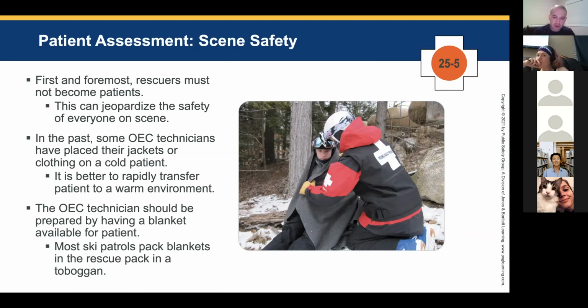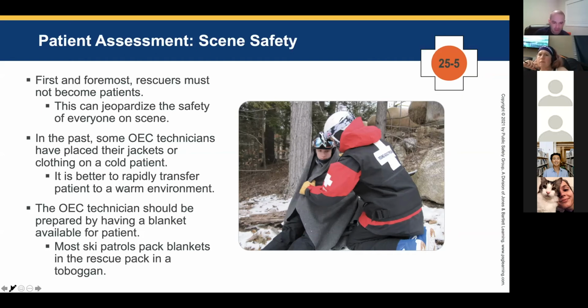However, I recognized something was wrong. So, I said, hey, I need to tap out. And I was fumbling, I was stumbling, and I wasn't able to use my avalanche probe the way that I knew I should be able to. So I requested to come off the line, go down, get rewarmed, and then be put back out. So in the past, some OEC technicians have placed their jackets or clothing on a patient. However, it's better to rapidly transfer the patient to a warm environment.